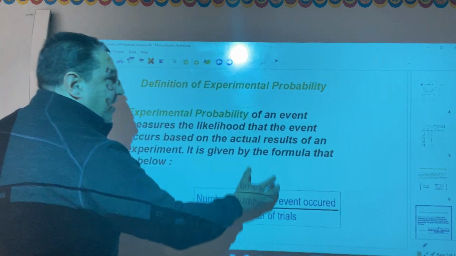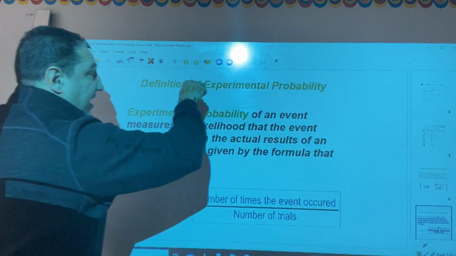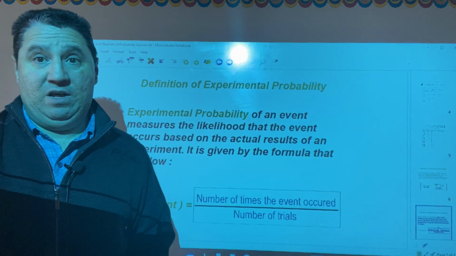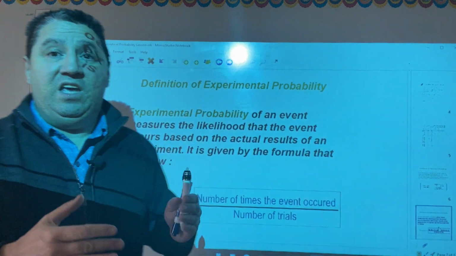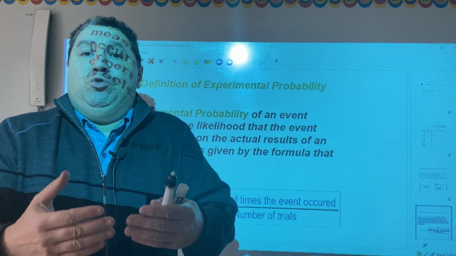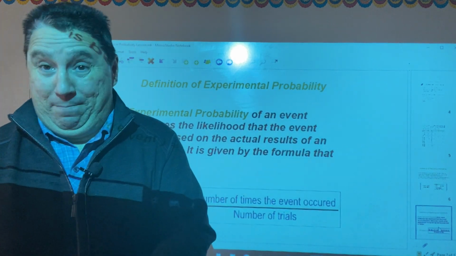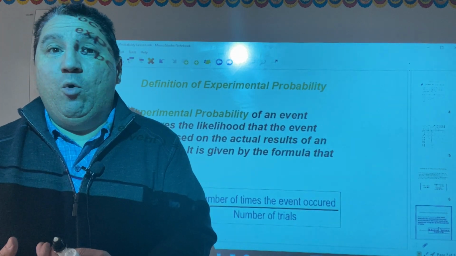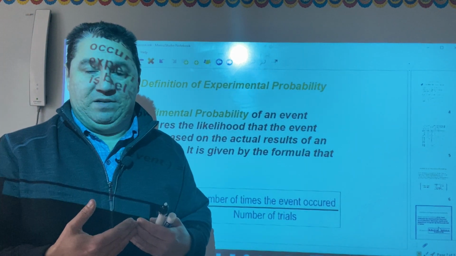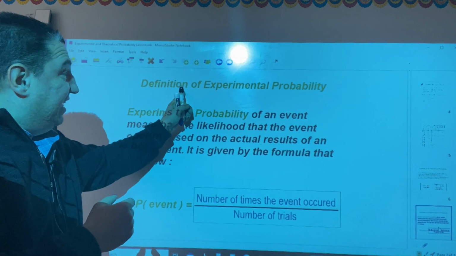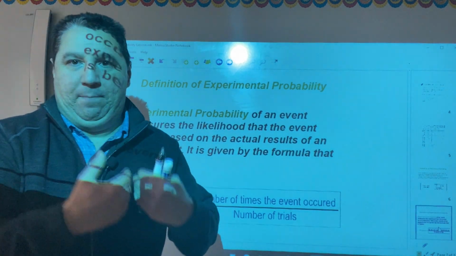Now, there is a difference between theoretical probability and experimental probability. And what is the difference? The theoretical probability is what we should expect to happen, while the experimental probability is what actually happens.